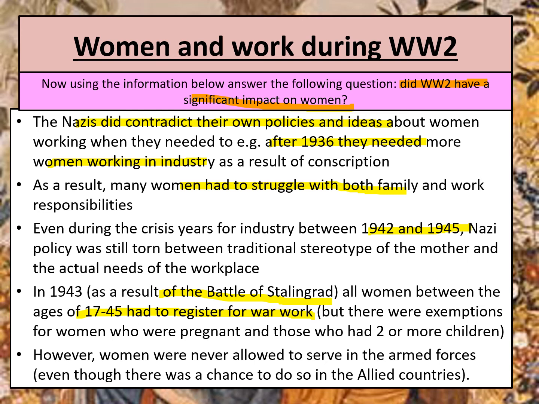So they did have to change their policies. They did have to adapt when absolutely necessary during the Second World War, when they had lost so many soldiers and they needed more and more men to fight. So there were some real changes during World War II, and they did go back on their ideology and their ideals because they absolutely needed to. However, they still wouldn't let women serve in the armed forces, even though there had been a chance to do so in some of the Allied countries.